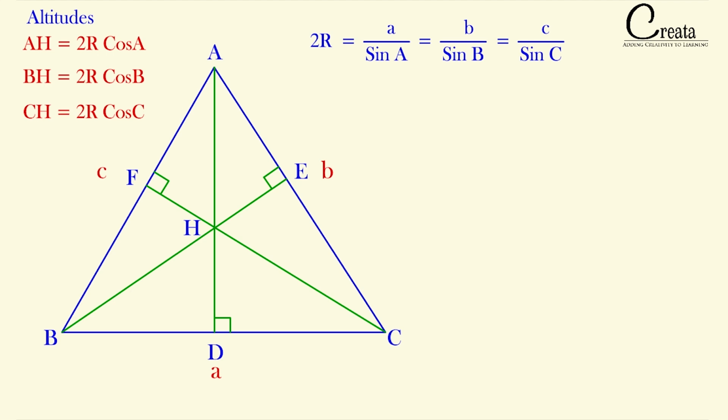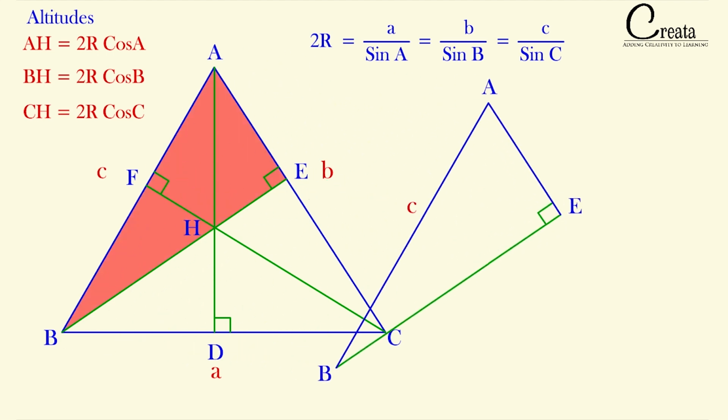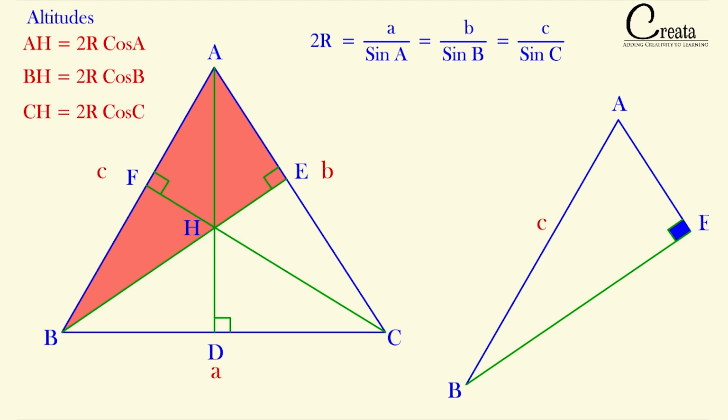Let's see. First of all, let's take the triangle ABE out of the figure. Here angle E is 90 degrees. Can we calculate the cos of angle A? Cos is base upon hypotenuse. Here AE is the base and the side c, that is AB, is the hypotenuse. So can we say cos A is equal to AE upon AB? And we know AB as c. So we got AE is equal to c times cos A.